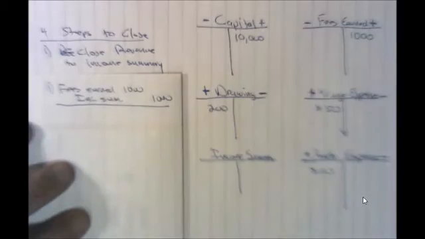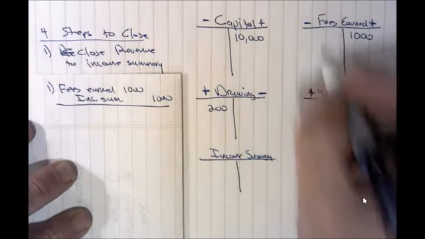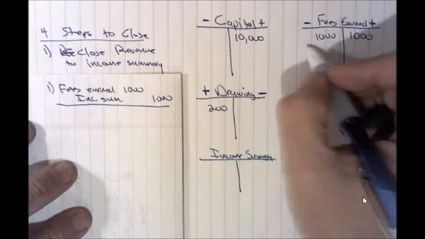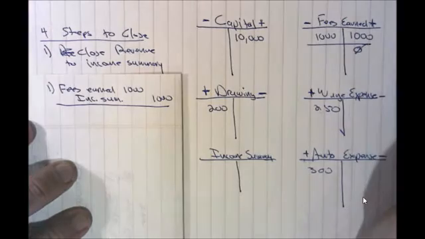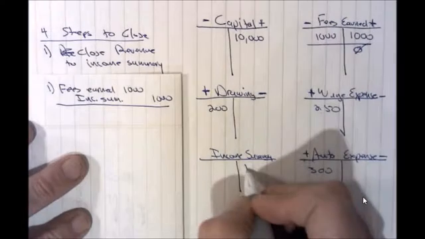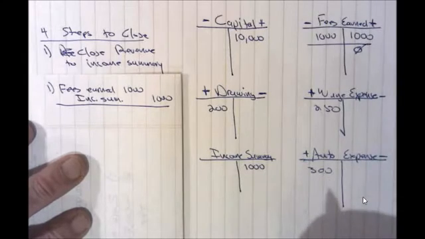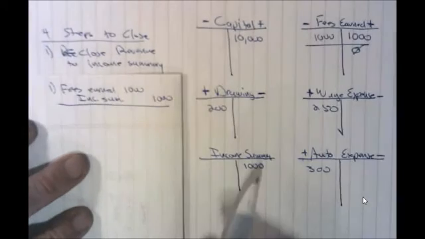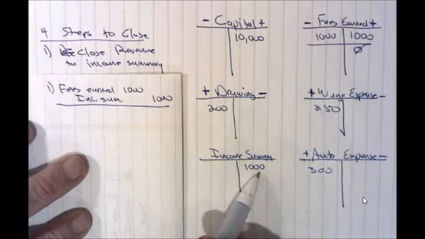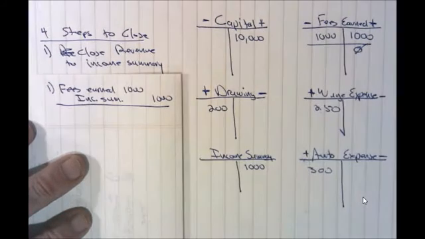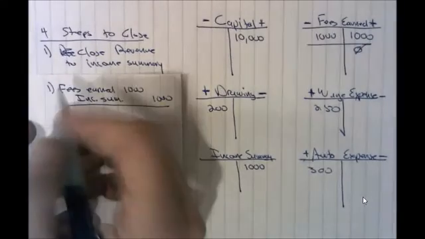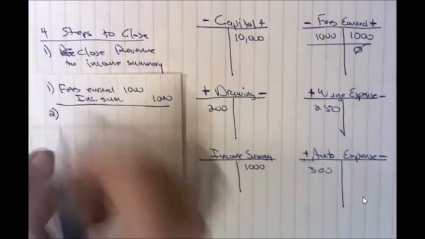Now let's post this and see what happens. I post this $1,000 to fees earned, and that account goes to 0. And on the credit side, income summary gets a credit of $1,000. So that credit represents what? Revenue. In my income summary account, that's revenue. Fees earned goes to 0, so we've closed our revenue account. Now we're going to do step 2.